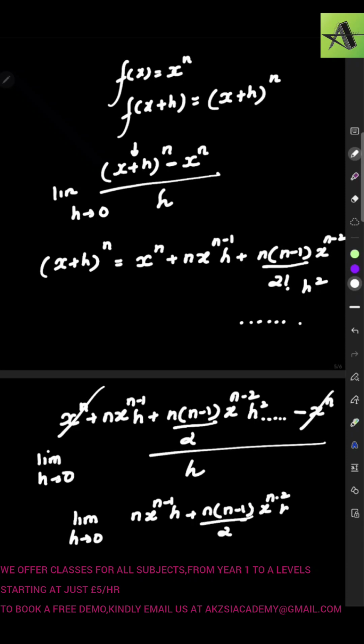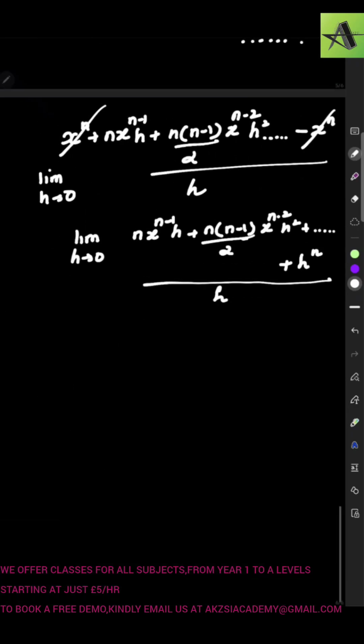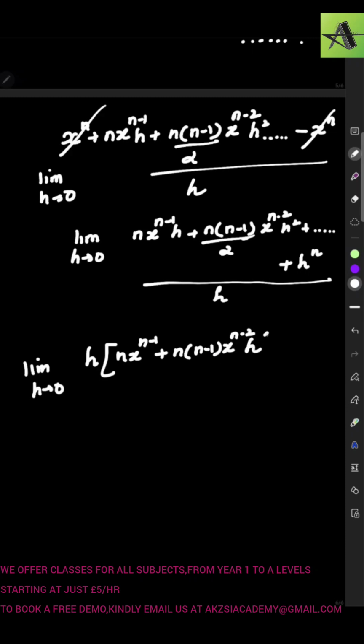n x to the power of n minus 1 h plus n times n minus 1 over 2 x to the power of n minus 2 h squared plus, and the last term would be h to the power of n, all over h. You can clearly see I can take out h as common. So if I take out h as common from the numerator, this will give me n x to the power of n minus 1 plus n times n minus 1 x to the power of n minus 2 h. Now this square will become 1 because I have already taken out h as common. Then for the next terms, the power of h will become 1 lesser as we have already taken out h as common. So at the very end, in place of h to the power of n, it will be h to the power of n minus 1 over h, and I can cancel this out.